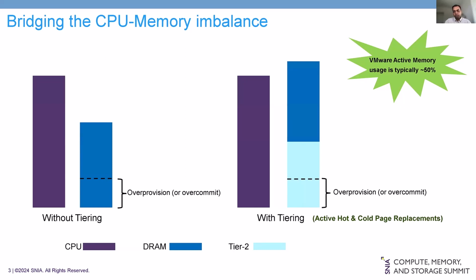Also, a lot of our customers' active memory usage is around 50%. Active memory is different from consumed memory because active memory denotes the range of memory accesses across the entire range of host memory. That is typically 50% or even less. So as long as we do intelligent tiering and move hot pages back to DRAM, which is the most expensive and best performing tier, we actually end up getting better performance and do well.